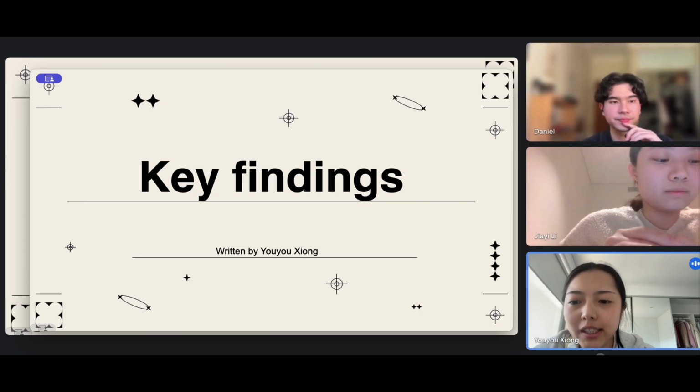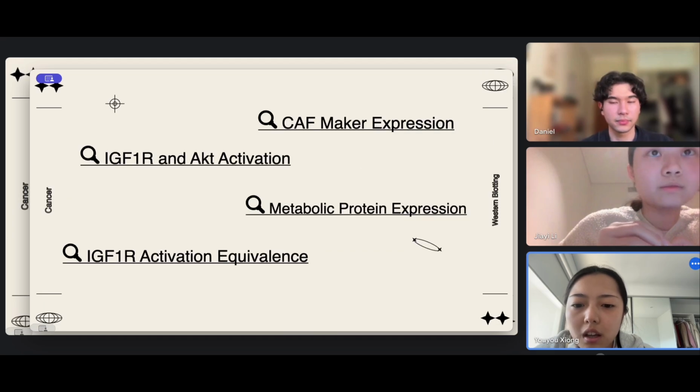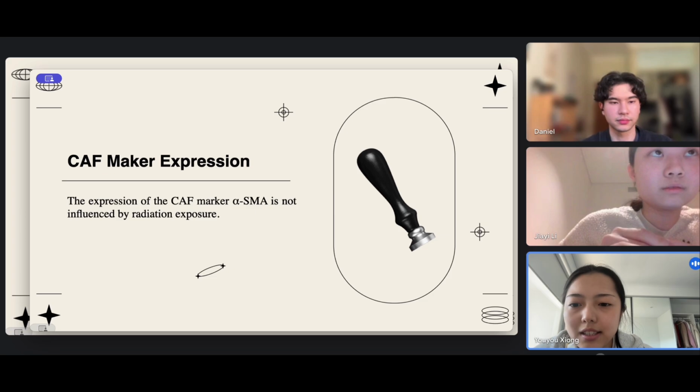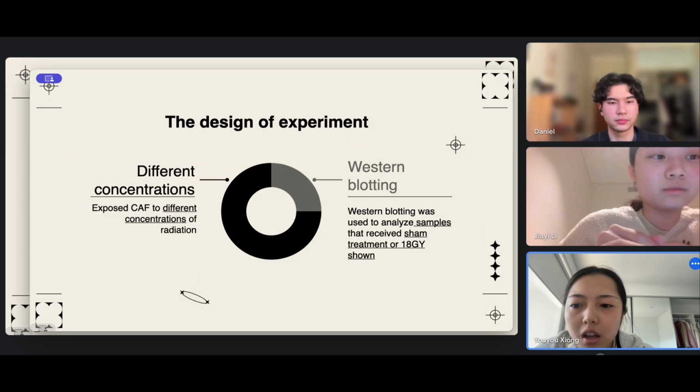So based on the experiment method that Daniel said, lead to my next point, the key findings about how to use Western blot to get the data and what the conclusions of this data are. And so the first key finding is the expression of the CAF marker alpha SMA is not influenced by radiation exposure. So in the fractionation experiment, the experimenter exposed CAF to different concentrations of radiation.